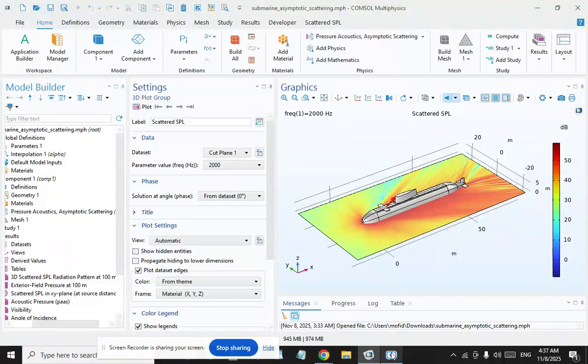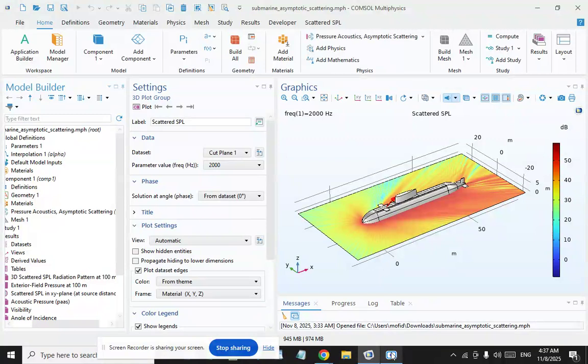And what about the research question? The first one is how can the acoustic target strength of an underwater submarine vehicle be effectively modeled using high frequency asymptotic scattering? The next question would be how can the high frequency asymptotic scattering model be applied to underwater submarines? The third question is how accurate and reliable is the high frequency asymptotic scattering model compared to other methods?